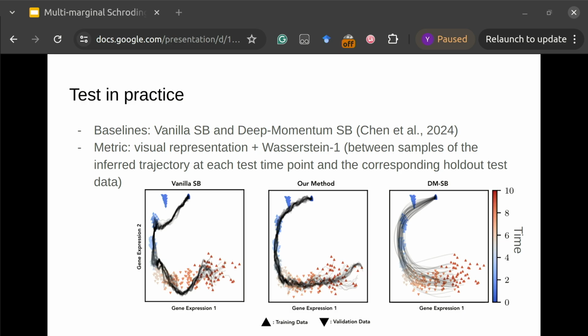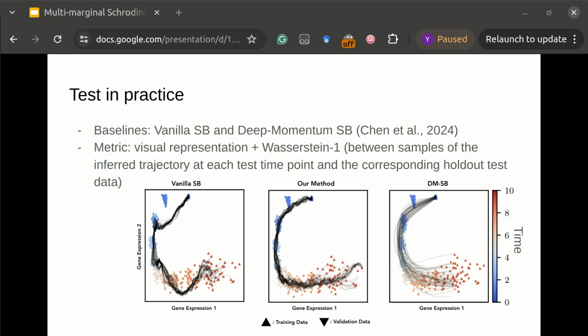So we have to test it in practice in both simulated data and real data. I will show some simulated data here, but please check out our paper for some real data situations. We compare with two baselines. The vanilla Schrödinger bridge, where you just do piecewise interpolations. And deep momentum Schrödinger bridge by Chen et al. in 2024, whose idea is basically to think of particles, single cells, as having inertia so that they overshoot a little bit. Let's think about not only position, but also their momentum.